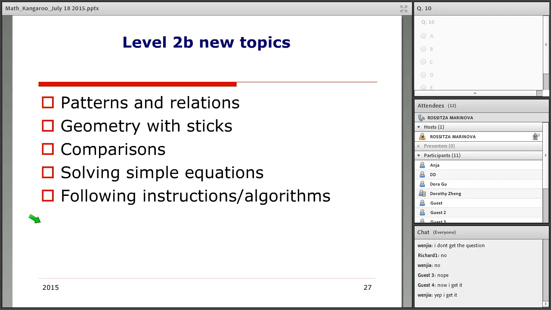So what I'm going to do is I'm going to just give you the taste of these new topics which we will be doing in the coming weeks. So only one question per topic we will be going through today. So patterns and relations, geometry with sticks, comparisons, solving simple equations, and following instructions.